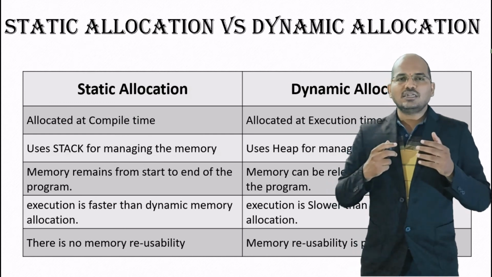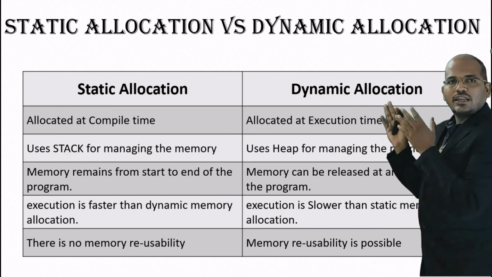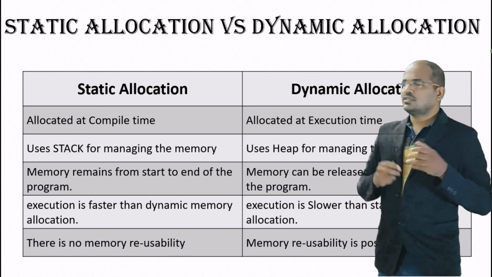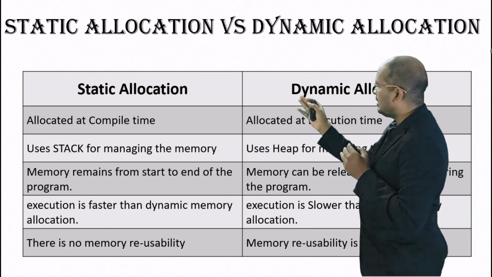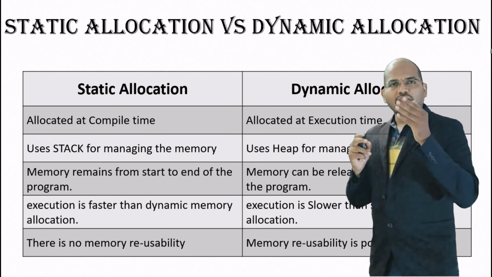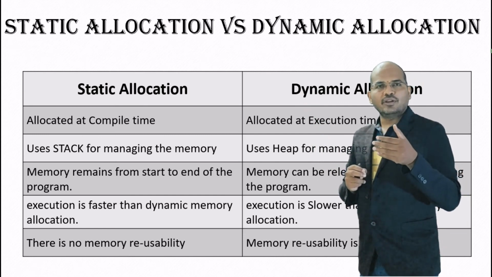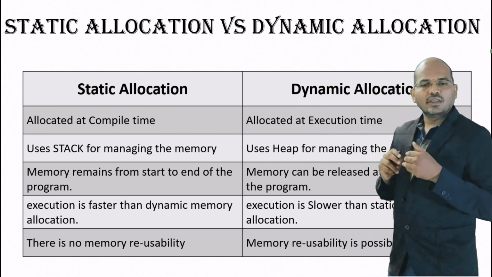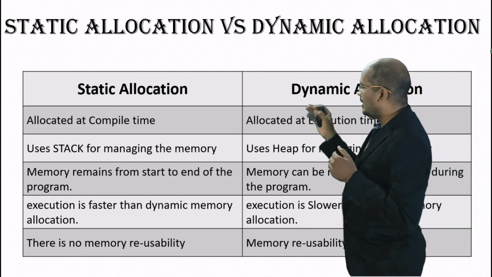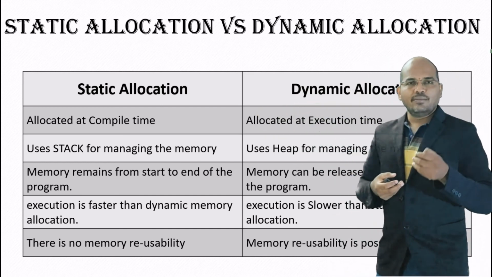So what are the basic differences between static allocation and dynamic allocation? Let us see the difference between the static part and the dynamic part. As the first point says, static allocation is allocated at compile time, dynamic allocation is allocated at runtime. Now coming to the next point, static allocation uses the stack for managing the memory, dynamic allocation uses the heap. In static allocation, memory remains constant from beginning to end, whereas in dynamic allocation memory can be resized at any point.